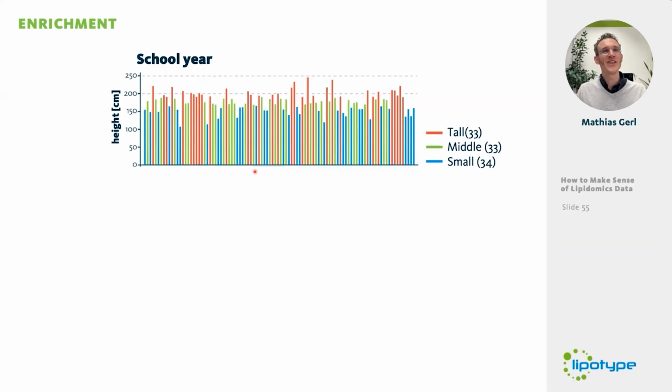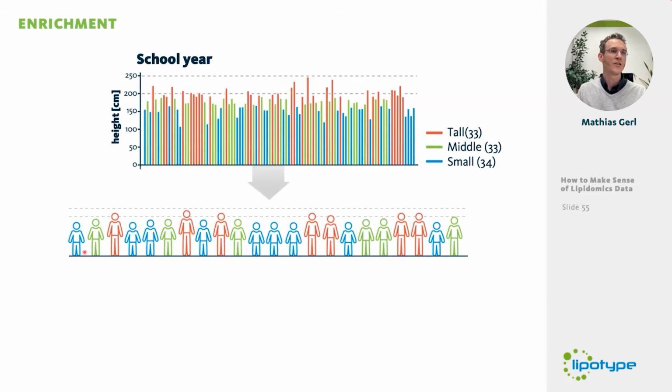So next is enrichment. And as you see, we have a basketball team at Lipotype that we sponsor and play with, which is actually not the case, but it relates to this example here. So what is enrichment? If you imagine this engineered example, you have a school year and you have students in here that to 1/3 are labeled small, middle-sized, or tall. So there's a blue small one, there's a green middle-sized one, and a red tall one.